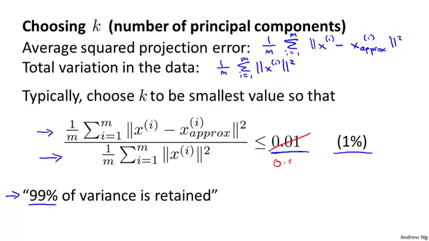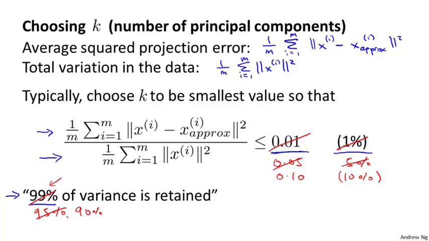Other common values will be 0.05, and so this will be 5%. And if you do that, then you say, well, 95% of the variance was retained, and other numbers, maybe around 90% of the variance was retained, maybe as low as 85%. So that 90% would correspond to 0.10, and so 10%. And so a range of values from 90, 95, 99, maybe as low as 85% of the variance retained would be a fairly typical range of values. And maybe 95 to 99 is really the most common range of values that people use.